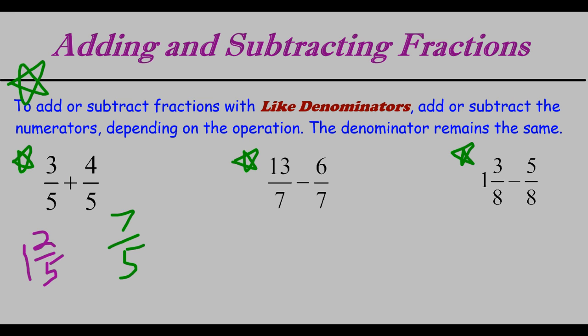For 13/7 minus 6/7, we have 7/7 because 13 minus 6 is 7. 7 divided by 7 is 1, so the simplest form we're looking at there is 1.